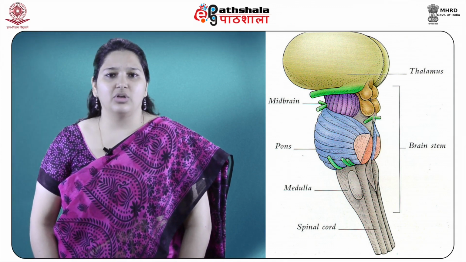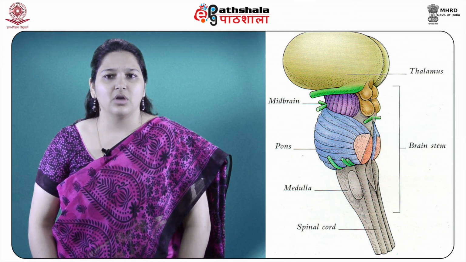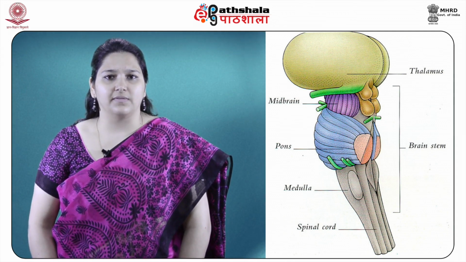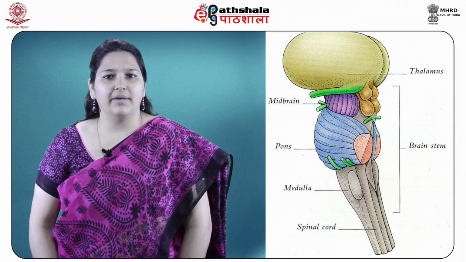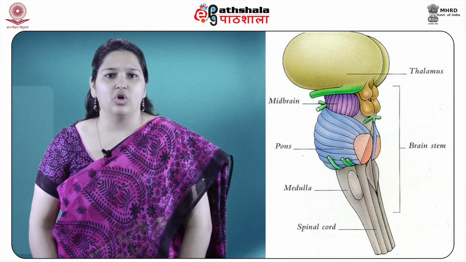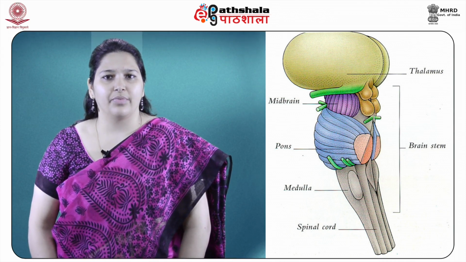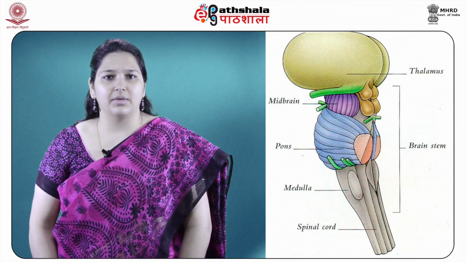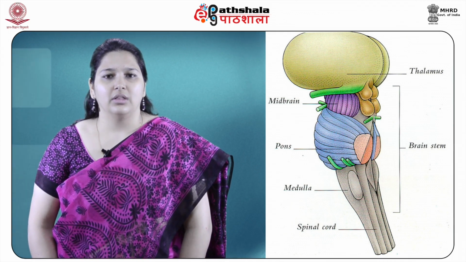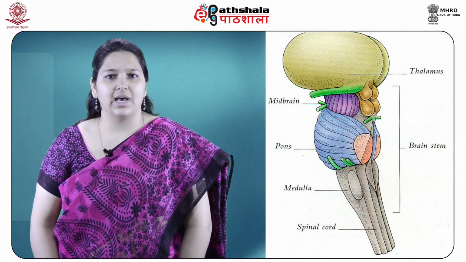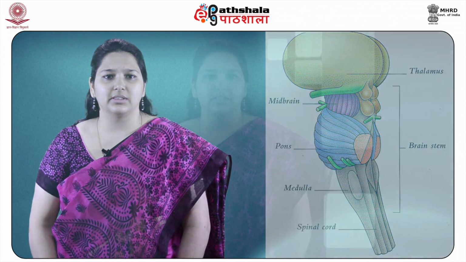Right above the medulla oblongata is the pons, which connects the hemispheres of the cerebellum. Above the pons is the midbrain, which controls eye movement and the size of the pupils. At the top of the brainstem is the diencephalon. The diencephalon contains the thalamus and the hypothalamus.